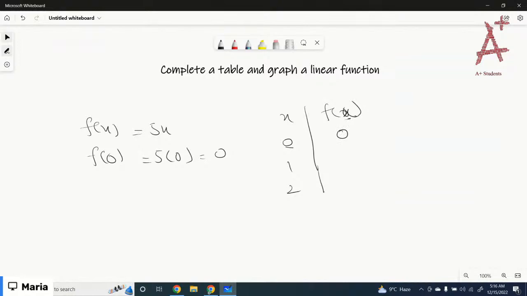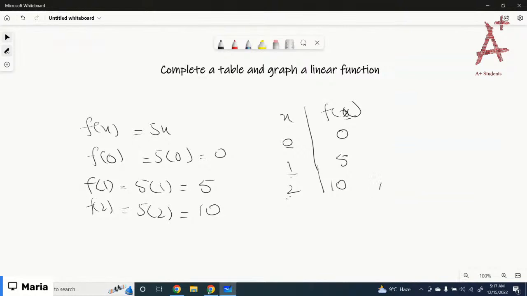Let's check when x equals 1. So you have f of 1 equals 5 times 1. 5 times 1 is 5. That means when x is 1, f of x is 5. Now you have f of 2. You have to find the value of the function at x equals 2. So f of 2 equals 5 times 2. 5 times 2 is 10. That means when x is 2, f of x is 10. You now have the three values you needed, so the table is completed.